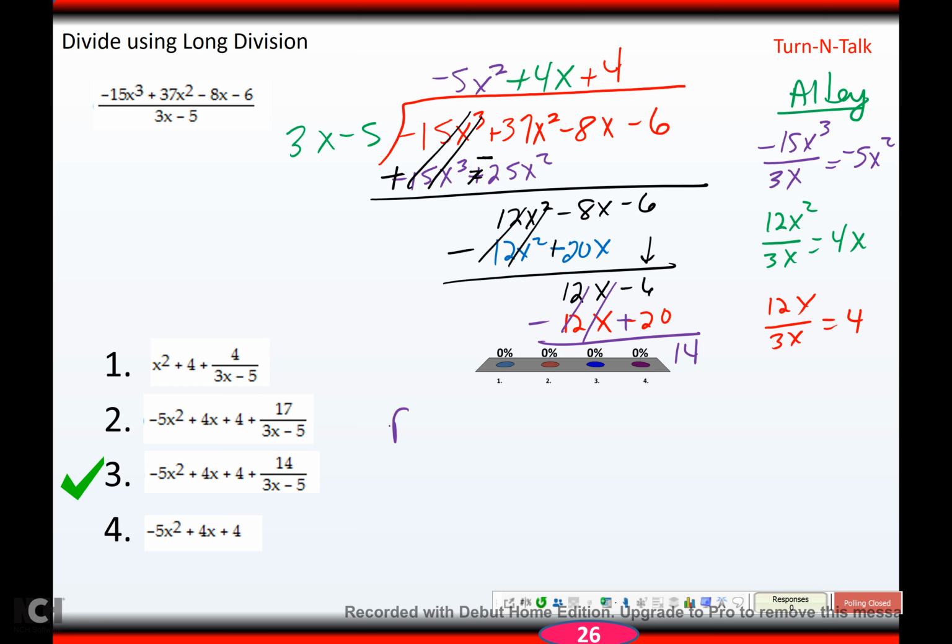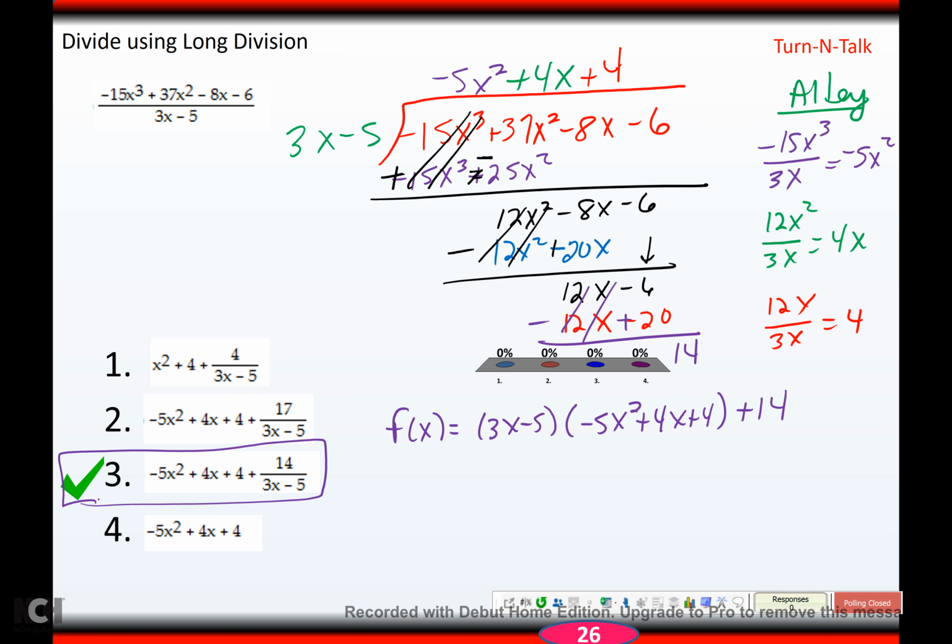So my function will be my divisor times my quotient plus my remainder. Now you're going, what the heck, miss? Why did they write it like this? I'm sorry, I didn't realize that they were going to do that to us.